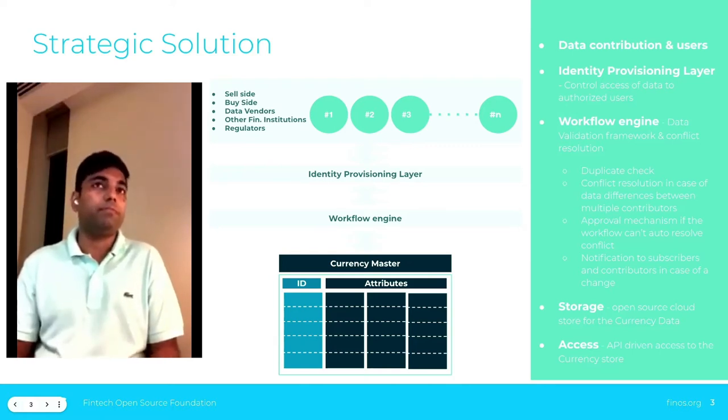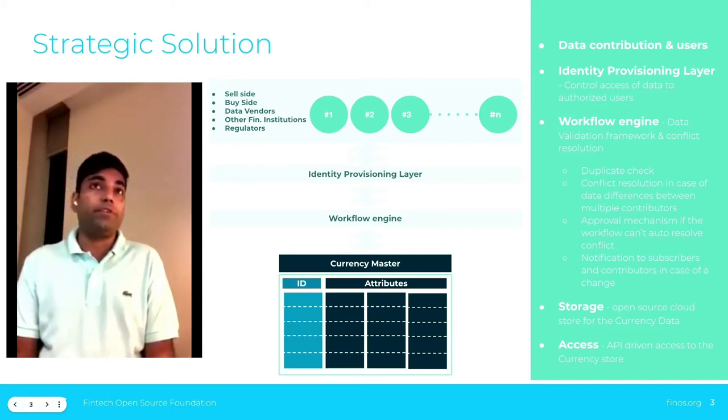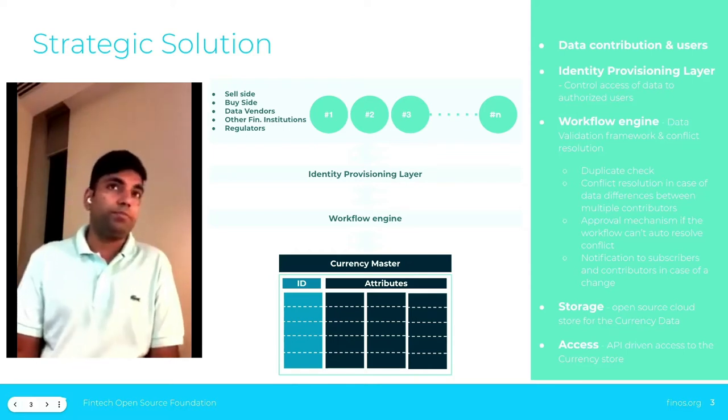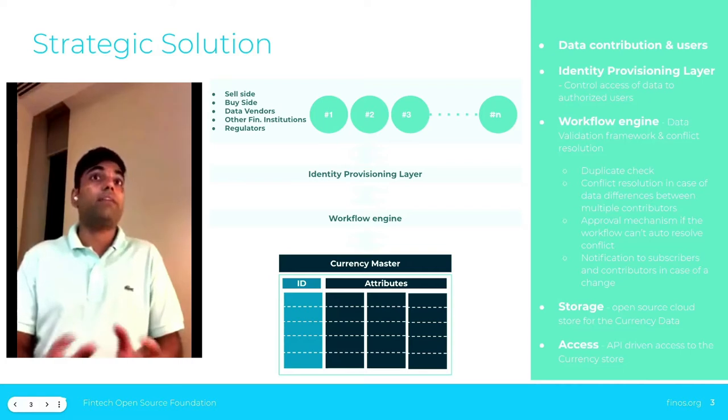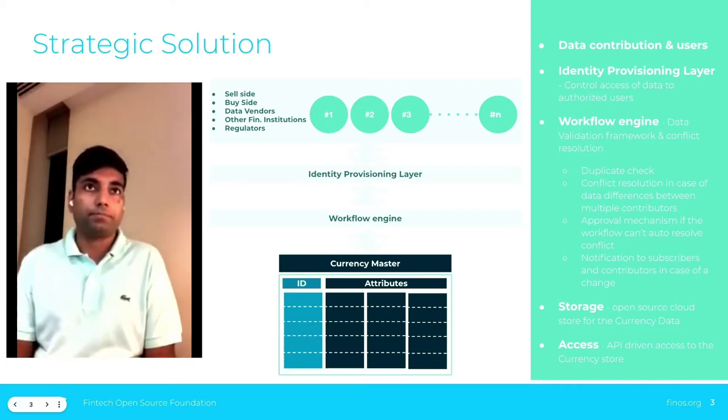But let's say the engine fails to resolve the conflict, because we don't expect all entries to be rule-based, so it may not be possible for the engine to resolve the conflict. In that case, it will post the result for the community to review and approve. Now, that kind of summarizes the way we envision this model to work.